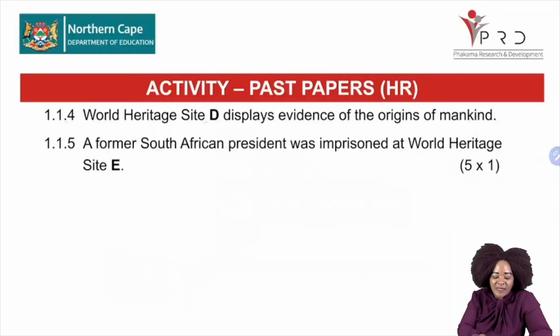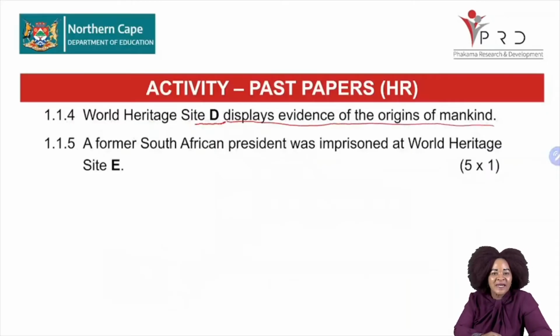1.1.4 World Heritage Site D displays evidence of the origins of mankind. Which of these 10 World Heritage Sites is actually telling us about the evolution of humankind or the origins of mankind? What is the name of that World Heritage Site, grade 12 learners? I know you know it.